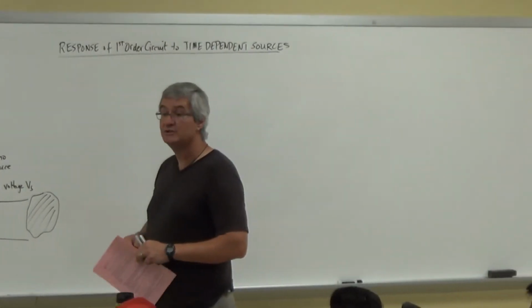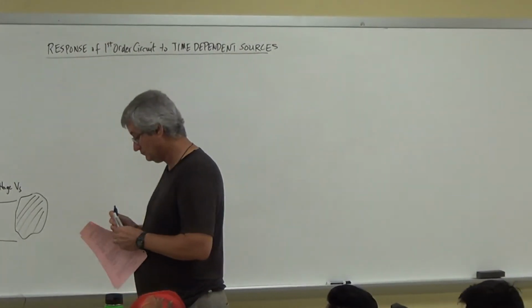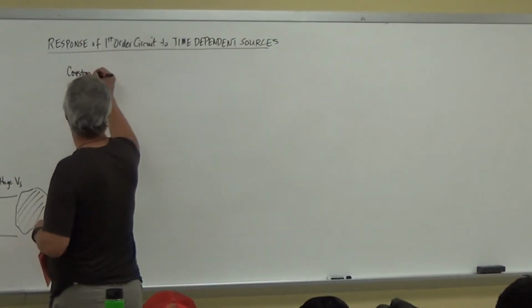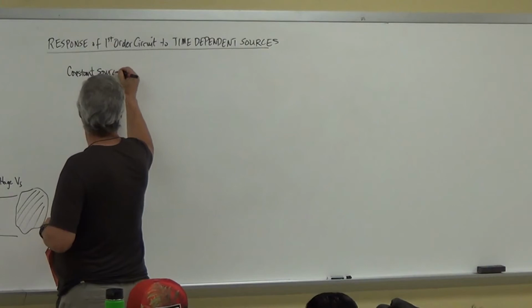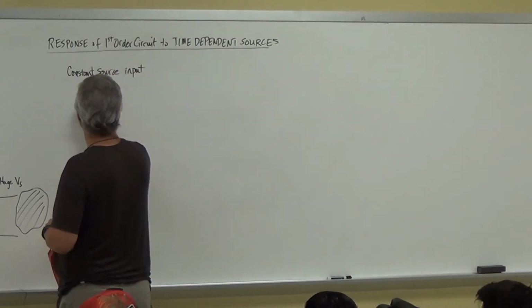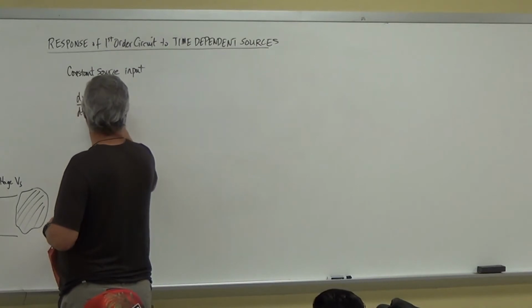So what's the difference between these two? If I have a constant source input, we saw that we had an equation that read like this.